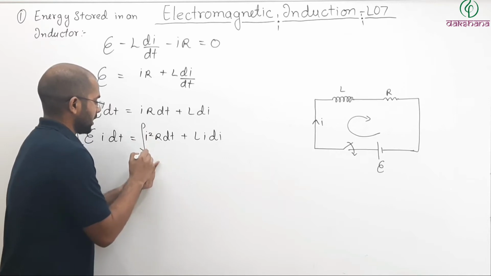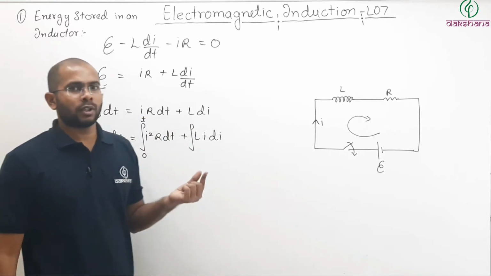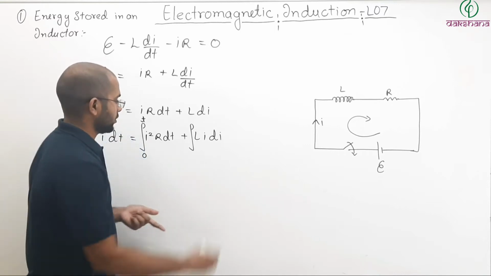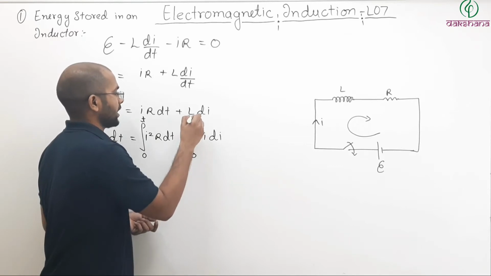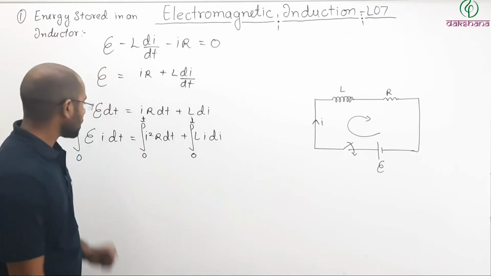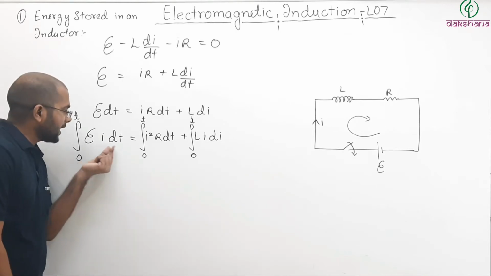Here also dt will vary from 0 to t. This current at t equal to 0, current is how much? Current is 0. So at t equal to 0, current is 0. And after t, current is I. So 0 to I. Now here, if you pay attention, I dt.